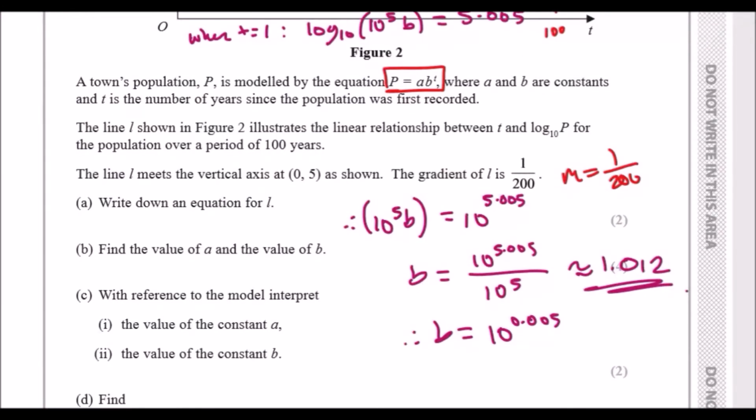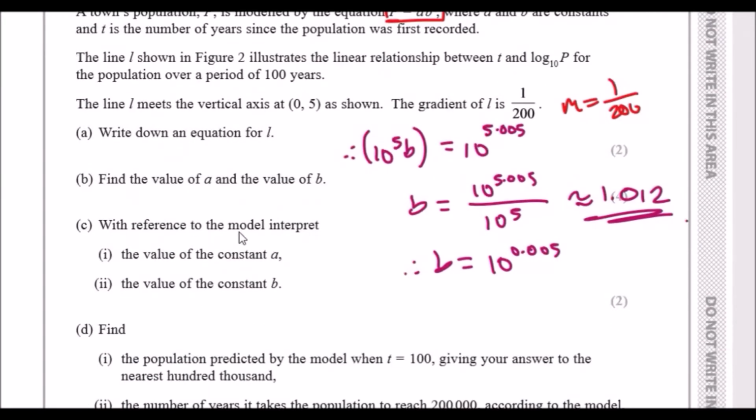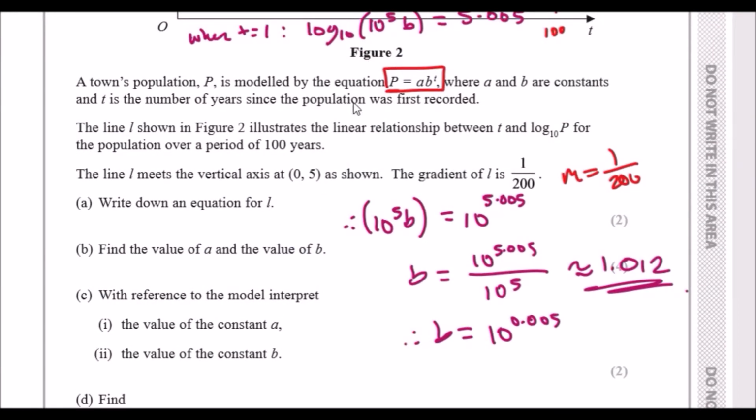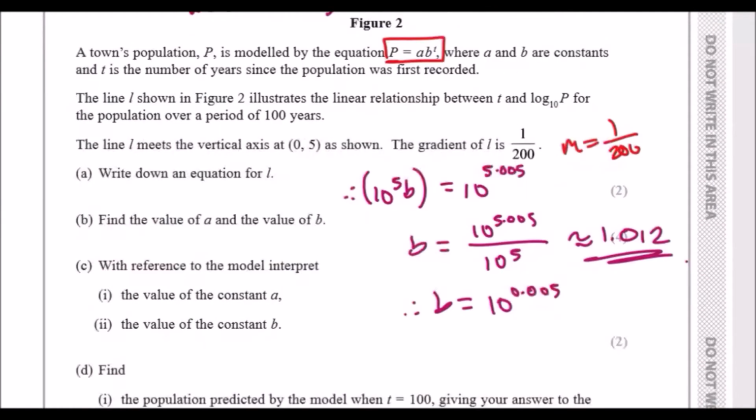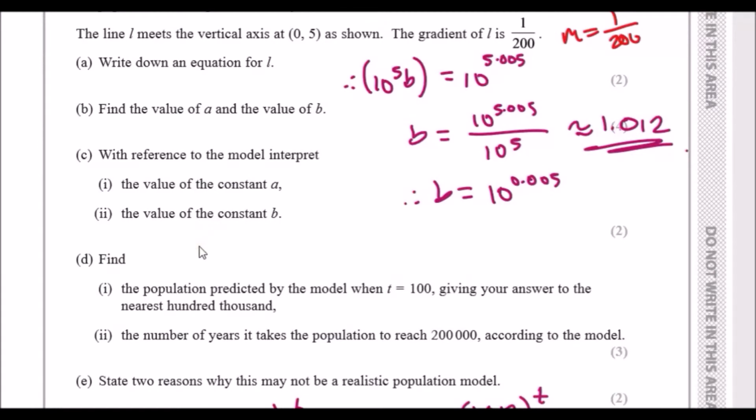That's it. Okay, part C now. With reference to the model, interpret the value of A and B. What this is talking about is the P equals AB to the power T model. Let's note this down. What actually helps when you write this down is that you have the values now, so let's plug the values in.